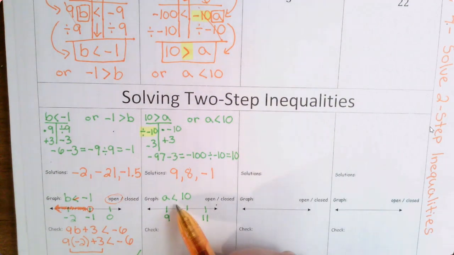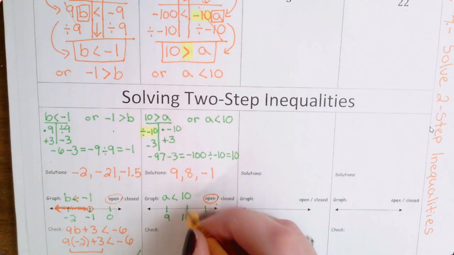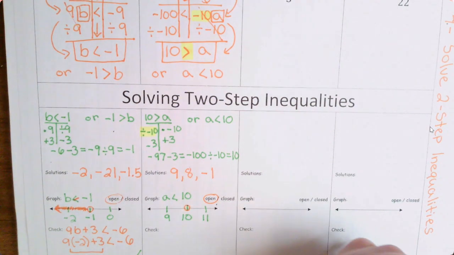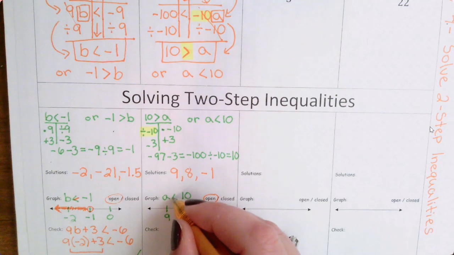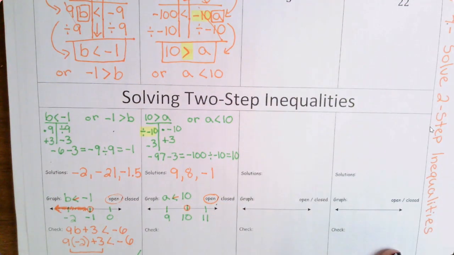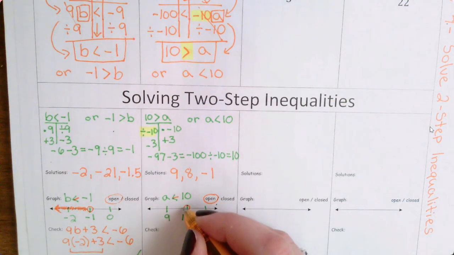And again, since I do not have a line under my inequality sign, this would be an open circle. So I'll draw an open circle on 10. And with my variable on the left, I can use the inequality sign to help me figure out which way I'm shading. I'm shading to the left.